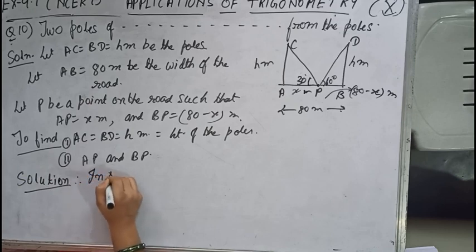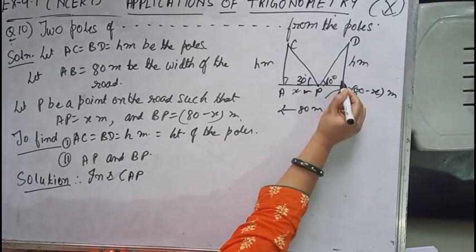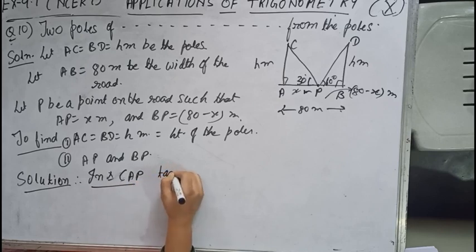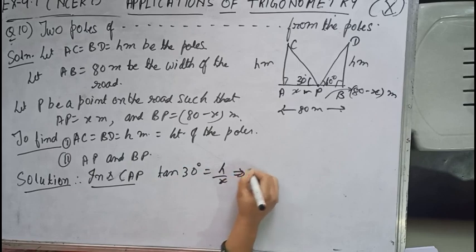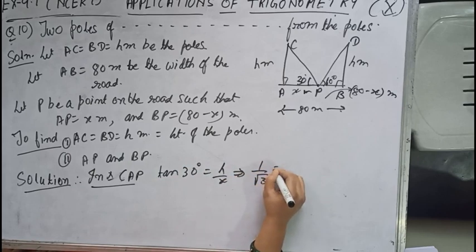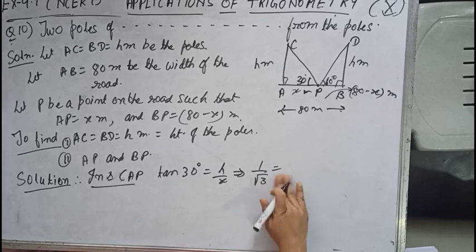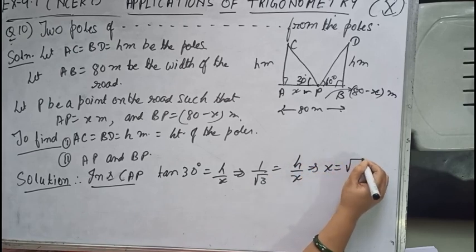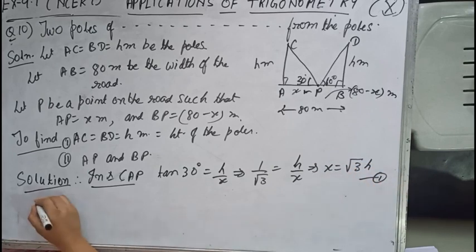In triangle CAP, these are all right angle triangles. In triangle CAP, tan of 30 degree equals h by x. This implies 1 by root 3 equals h by x. This implies x equals root 3 h. Let us make it equation 1.